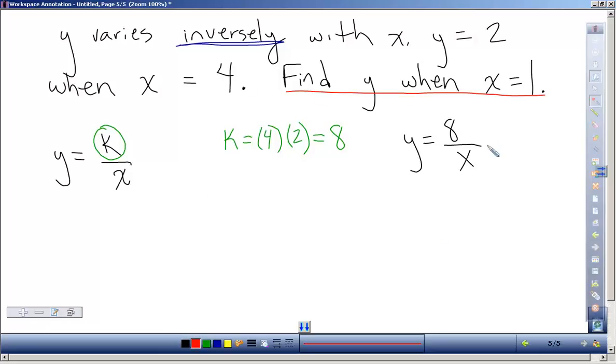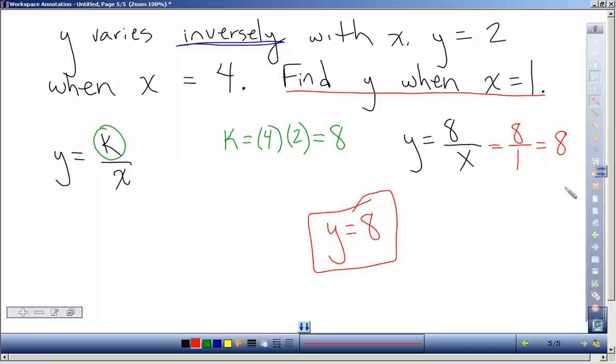So if I want to answer the last question, find y when x equals 1, I'm just going to have to plug 1 in for x, and y must be equal to 8 when x is equal to 1. So that is an inverse and direct relationship. Now, we also know that in real life, very few things are quite that straightforward. Usually there's a lot more going on, and so we have what we call combined or joint variations.